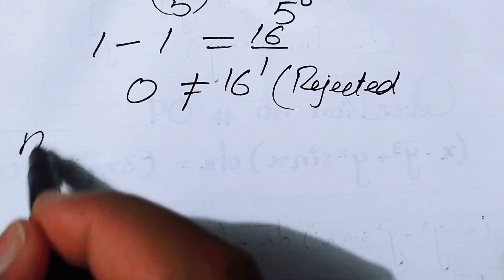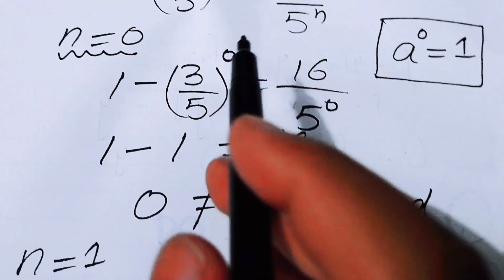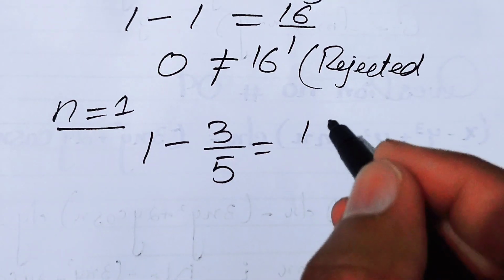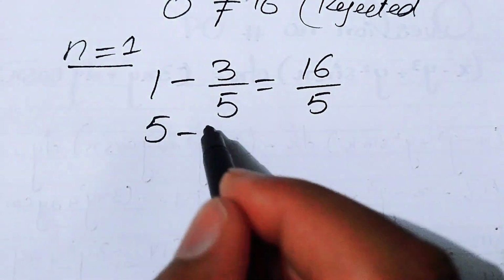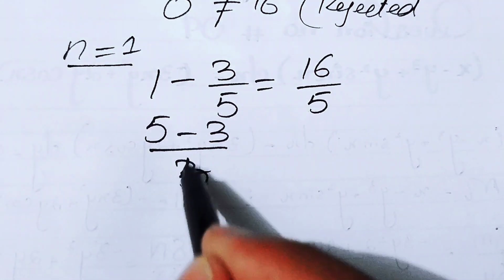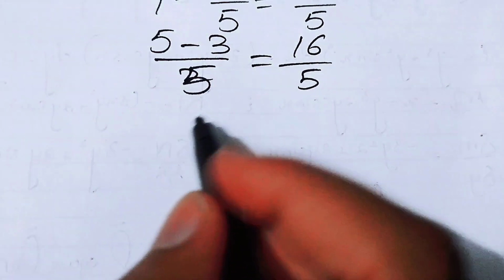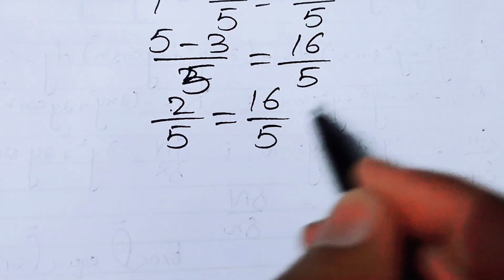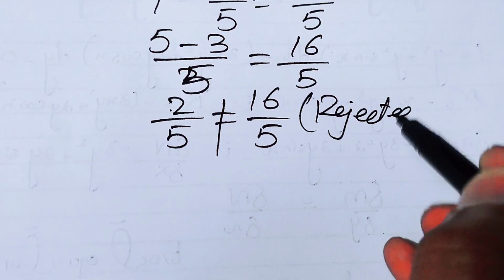Now we check at n is equal to 1. So at n is equal to 1, this is our given question, and it becomes 1 minus 3/5 is equal to 16/5. And here you take the LCM of these terms, and you get (5 minus 3)/5 is equal to 16/5, and it becomes 2/5 is equal to 16/5, and it is also not equal, so we reject it.